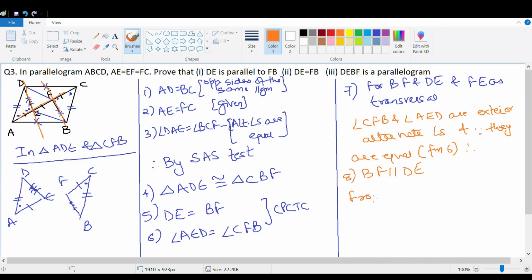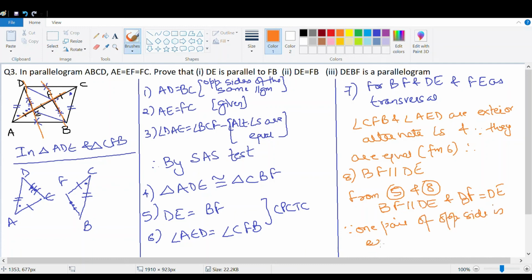So from 5 and 8 I get BF is parallel to DE and BF is equal to DE. Since one pair of opposite sides is equal and parallel, therefore quadrilateral BEDF is a parallelogram.